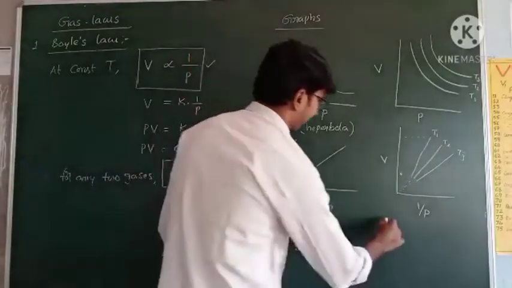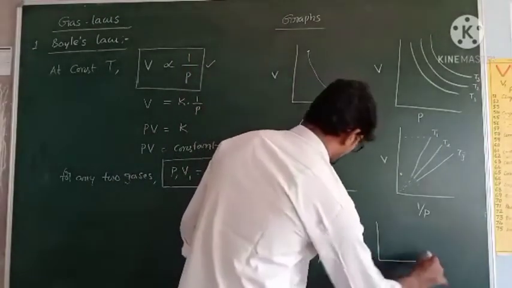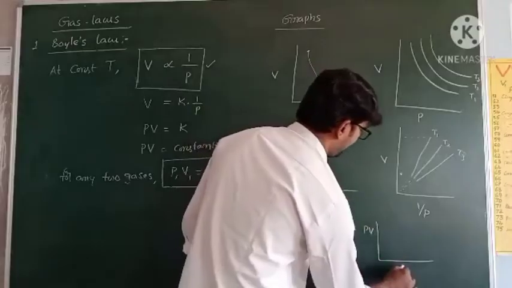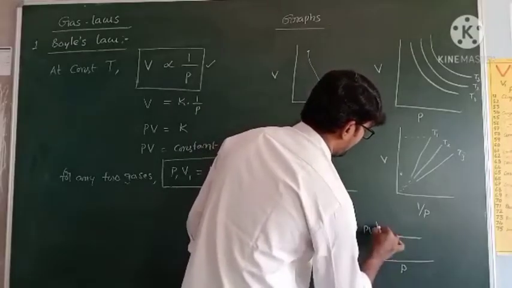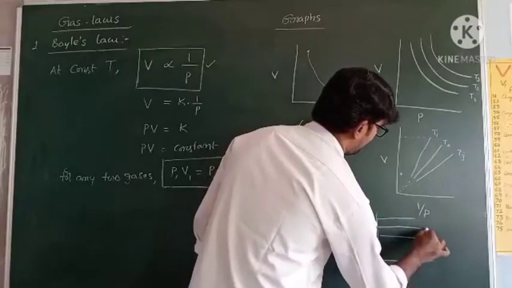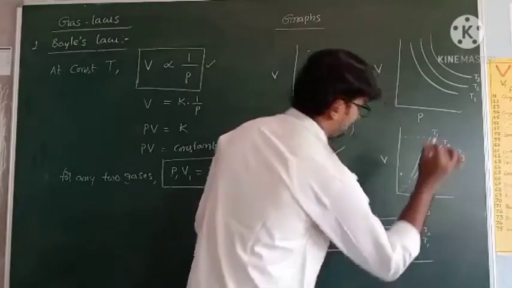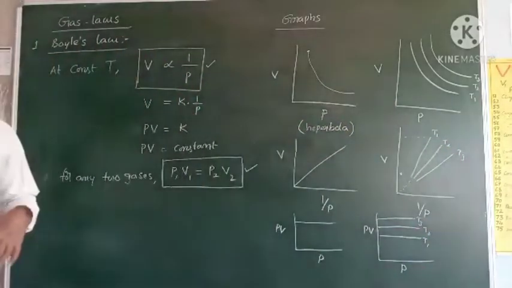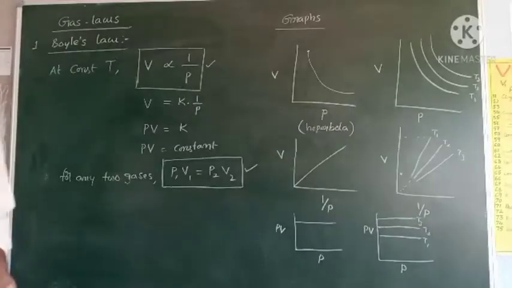Okay, now the third one. PV and P. Here also we observe different constant values for T1, T2 and T3. These are the graphs.